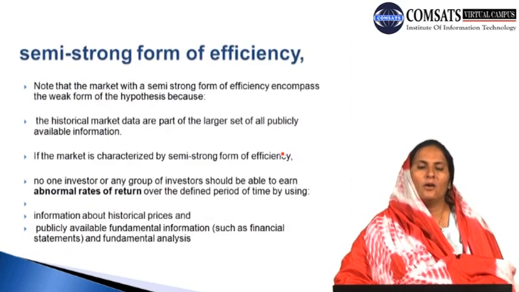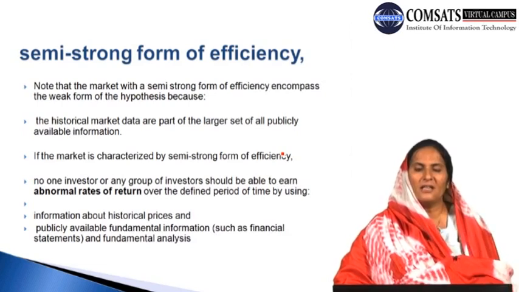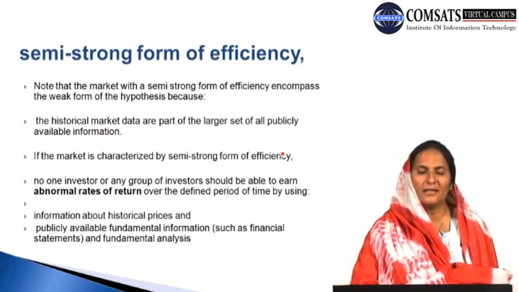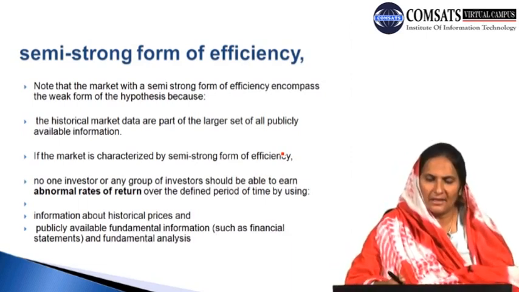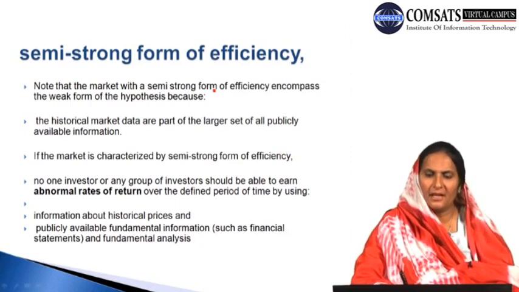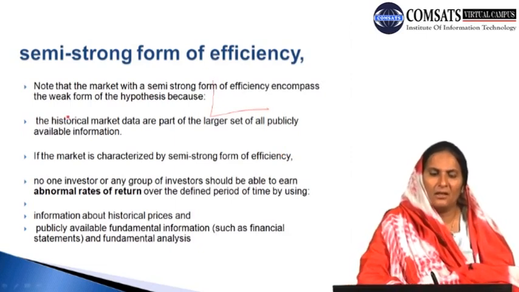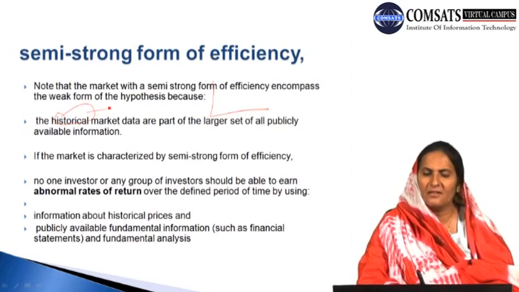Continuing with the similar topic, that is about the strong form of efficiency. Note that the market with the semi-strong form of efficiency encompasses the weak form of the hypothesis. What is the reason behind this? Historical market data are part of the largest set of publicly available information. So we can say that historical data can also be obtained from previous observations.